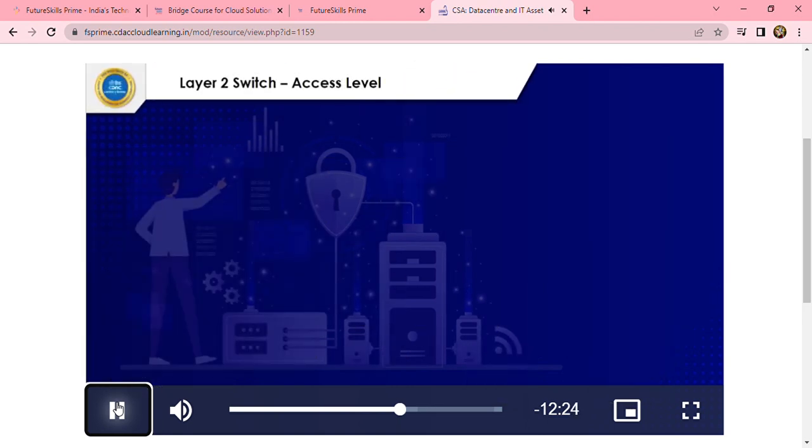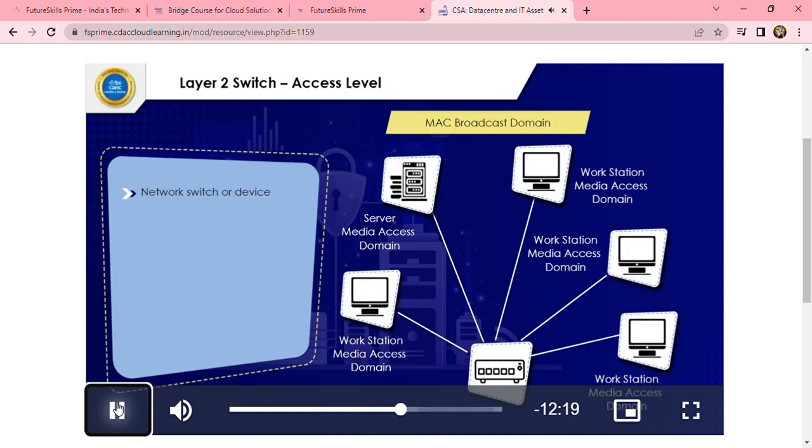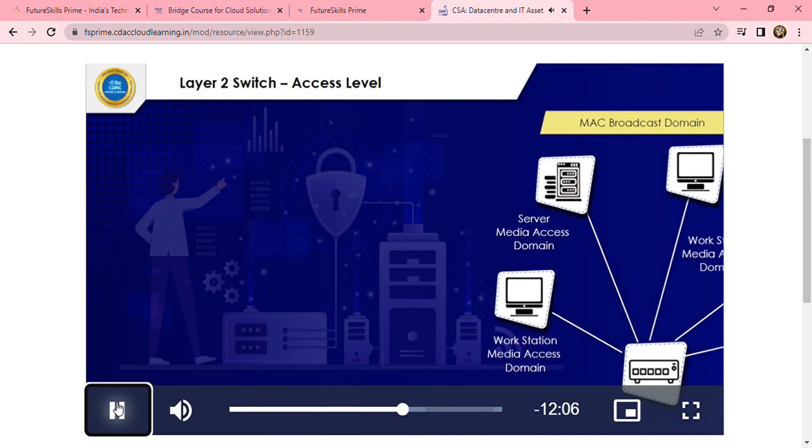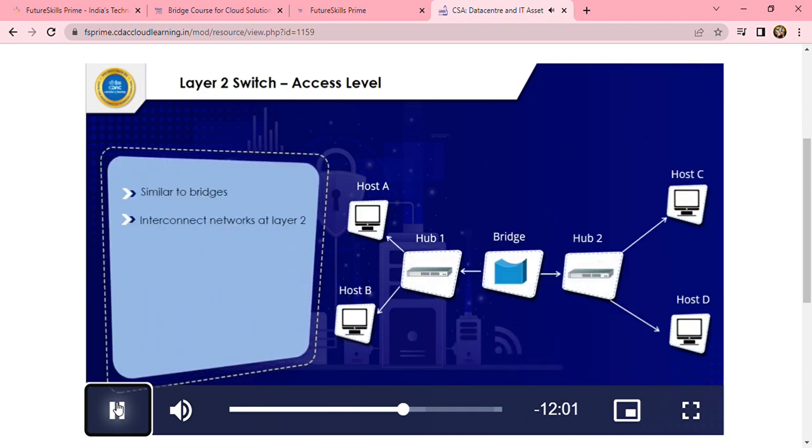Layer 2 switch, access level. A Layer 2 switch is a type of network switch or device that works on the data link layer, OSI layer 2, and utilizes the MAC address to determine the path through which the frames are to be forwarded. A Layer 2 switch can also be referred to as a multi-port bridge. Layer 2 switches are similar to bridges. They interconnect networks at Layer 2, most commonly at the MAC sublayer, and operate as bridges, building tables for the transfer of frames among networks.